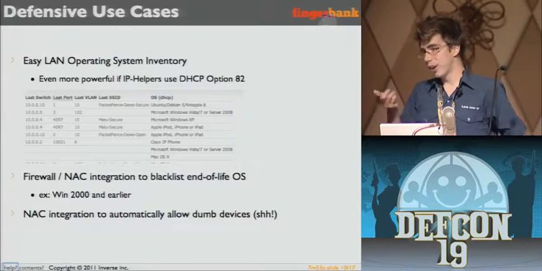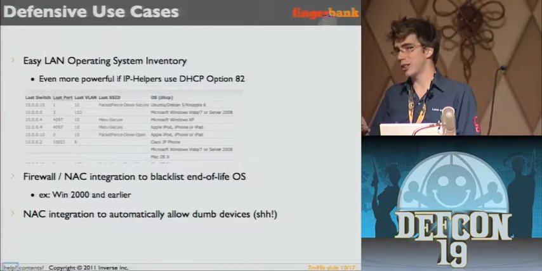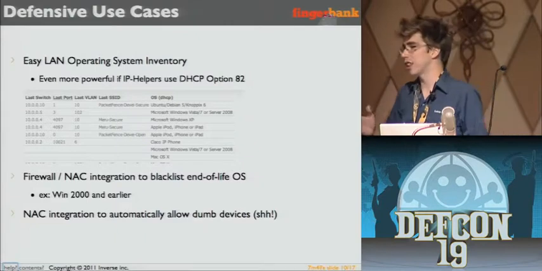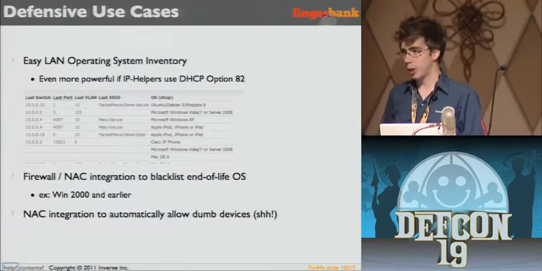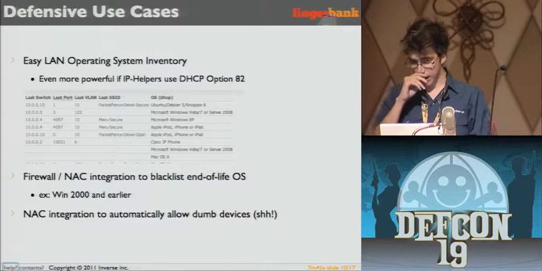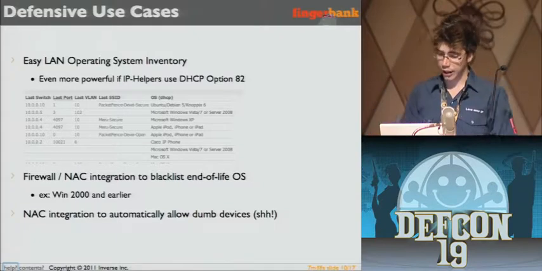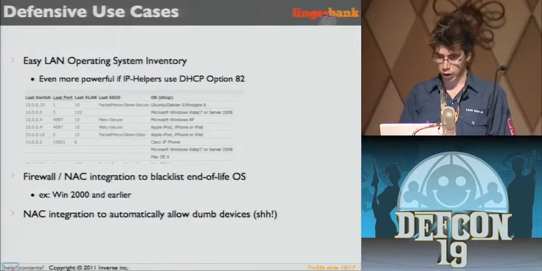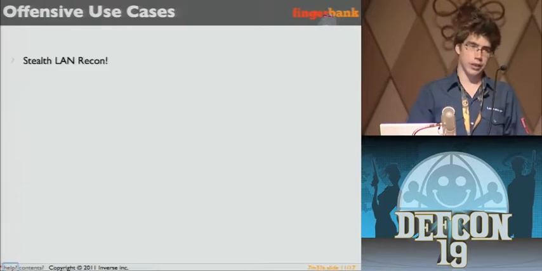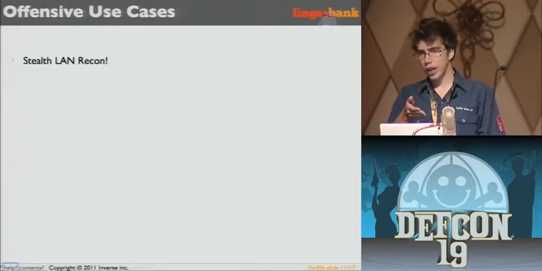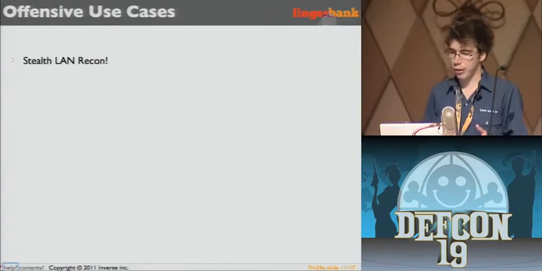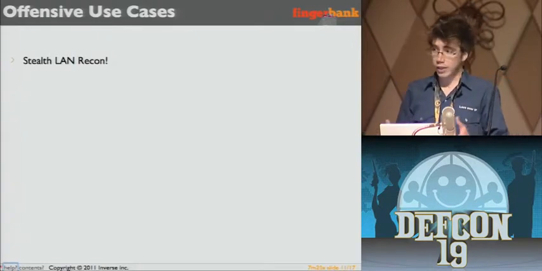But if you are a pen tester, then definitely add to your toolkit spoofing your DHCP option 55 list, because it can make the network part of the infrastructure behave differently based on what you are. So offensive use cases, obviously stealth LAN recon: you can sit there, hook a device, and then just sniff the traffic and see what's there.